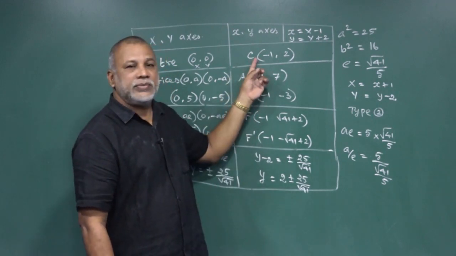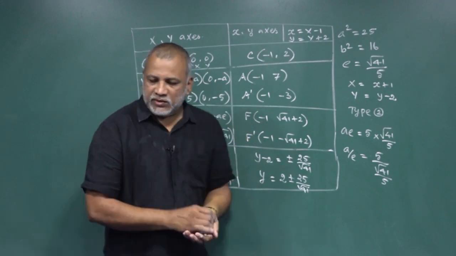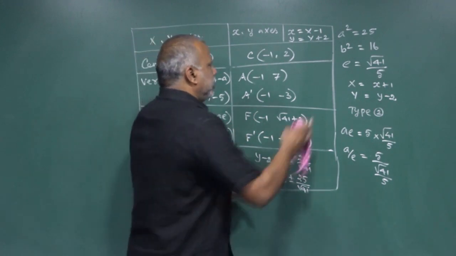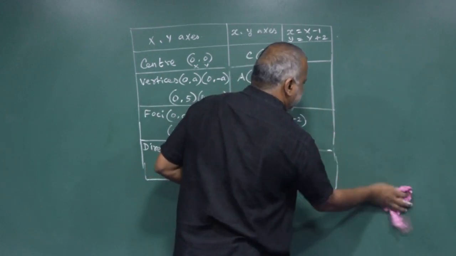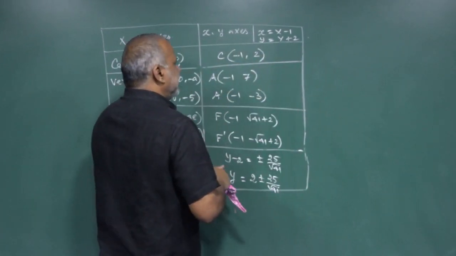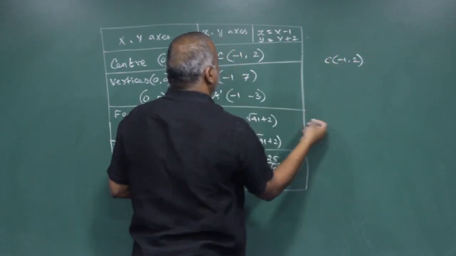See, center, then vertices, foci, like this. We need to draw the diagram. If you are going to draw the diagram, we need the result. Just take down the results. What are the results? Center: minus 1, 2.